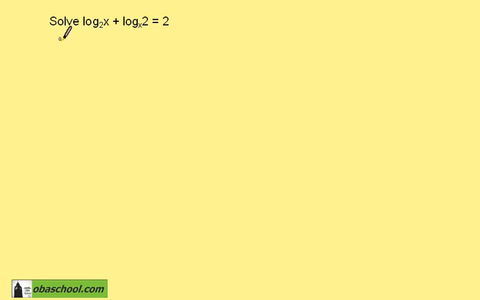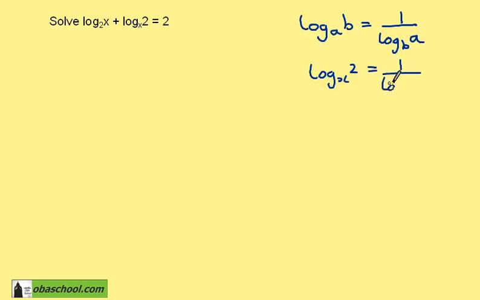We want to solve log to the base 2 of x plus log to the base x of 2 is 2. When we were looking at the change of base formula, we saw that log to the base a of b was equal to 1 over log to the base b of a. It follows that log to the base x of 2 is equal to 1 over log to the base 2 of x. We can substitute that into our equation.